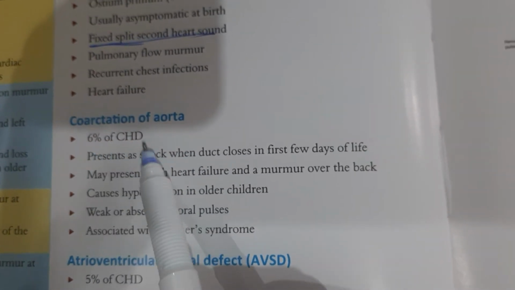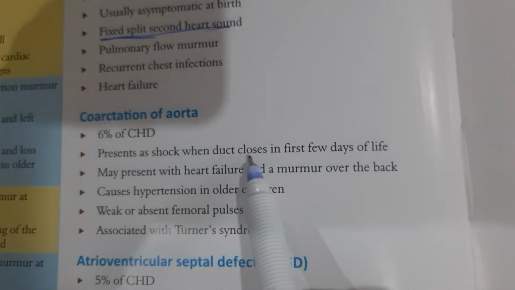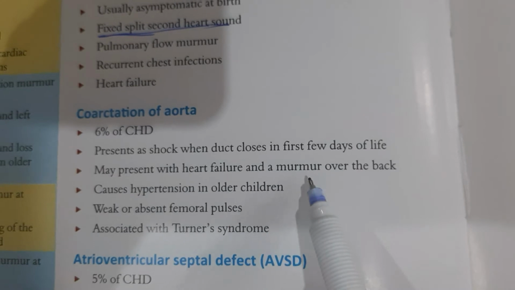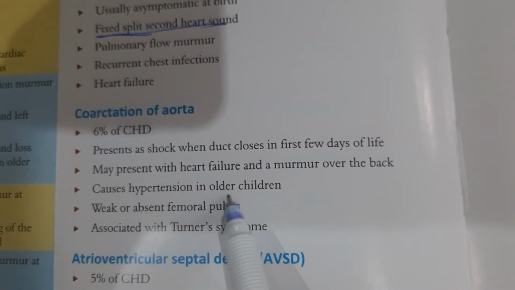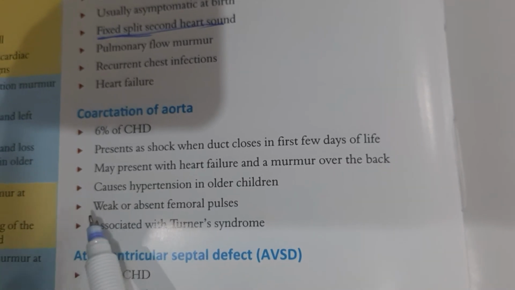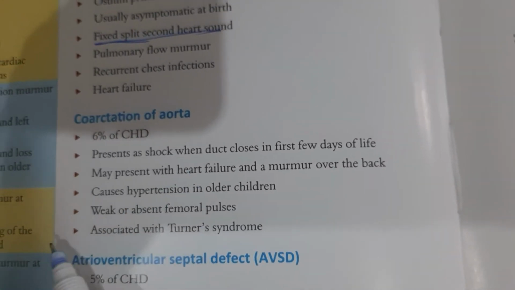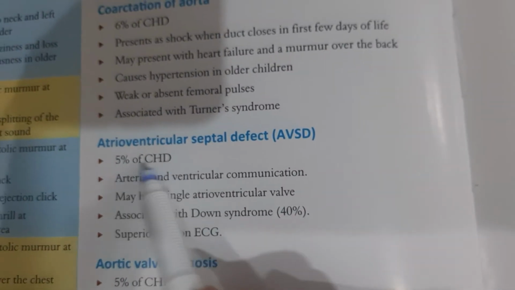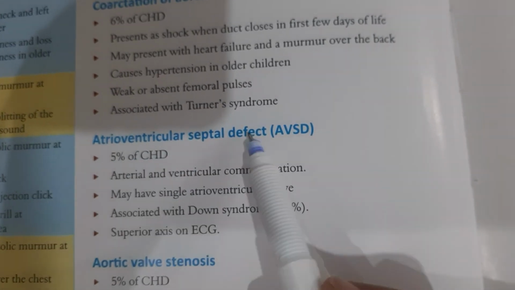Now come towards the coarctation of aorta. It also constitutes 6% of the congenital heart disease, and it presents as a shock when the duct closes in the first few days of life. It may present with heart failure and a murmur over the back. It causes hypertension in older children, and weak or absent femoral pulses, and the coarctation is associated with Turner syndrome.